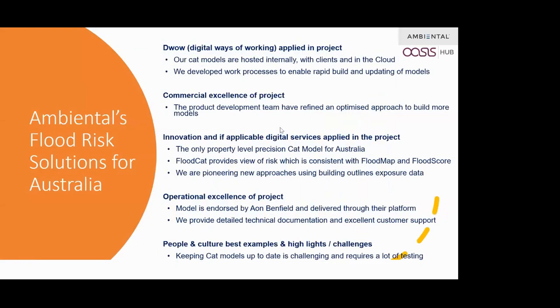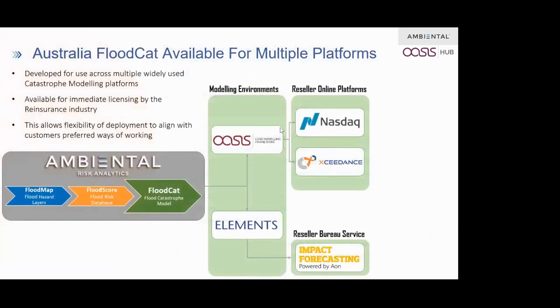So here's a slide which talks about the salient features of how we have implemented our FloodCat, and I did mention producing and comparing two different FloodCats. This means we have refined our rapid development, and we have automated most of the steps in our FloodCat production. Next slide, please. So here are the platforms where we have deployed our FloodCat models. One is Oasis, which I'm sure all of you know, and the other is Impact Forecasting, which is Elements. Thank you very much.